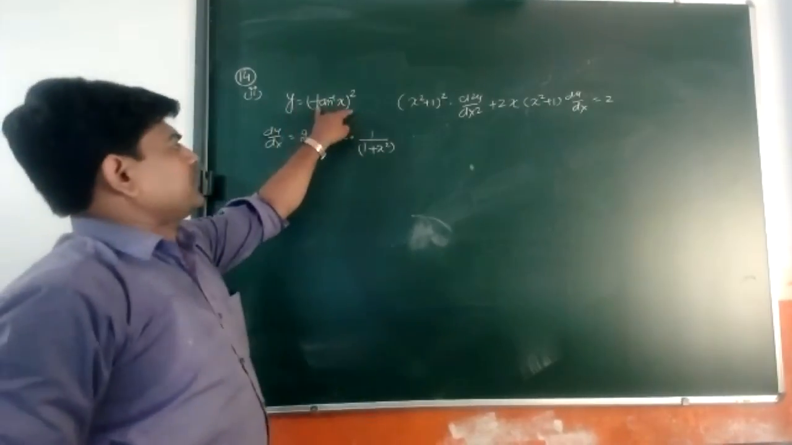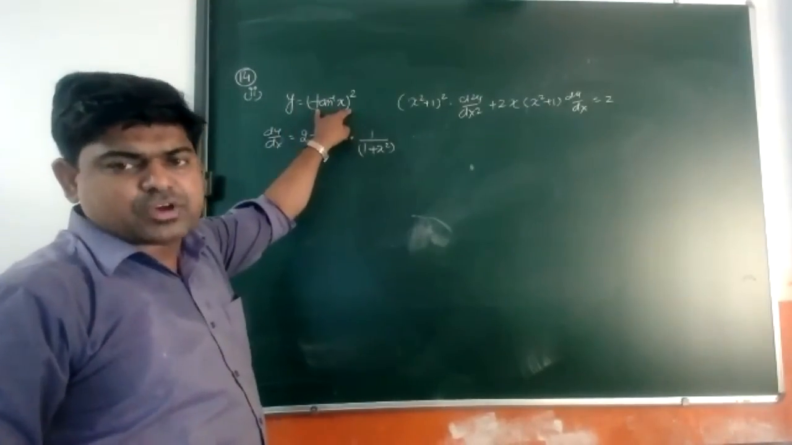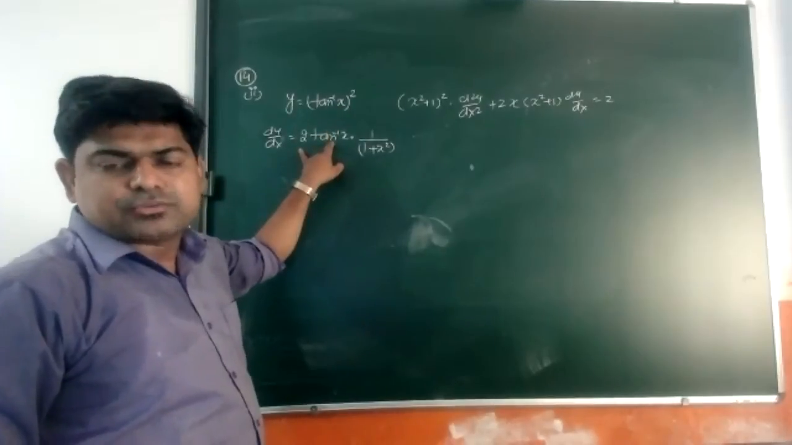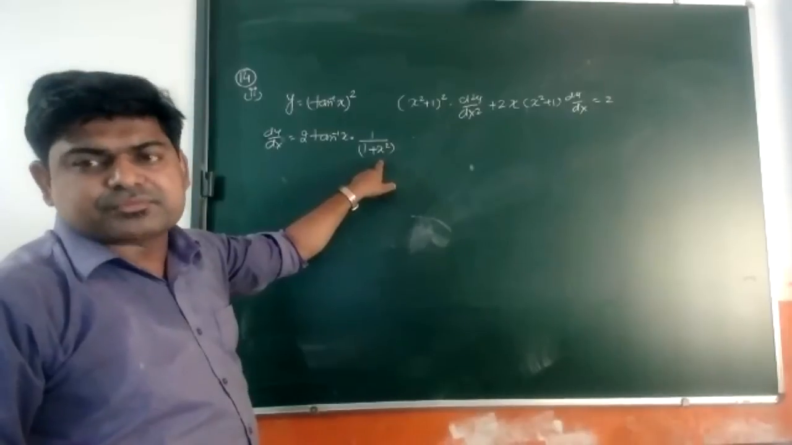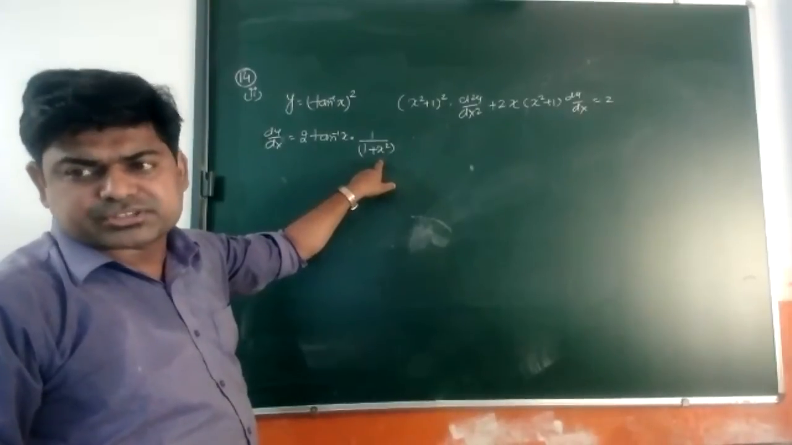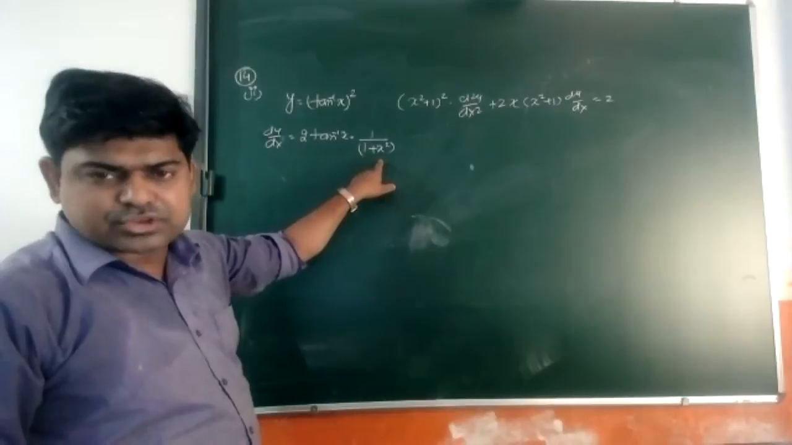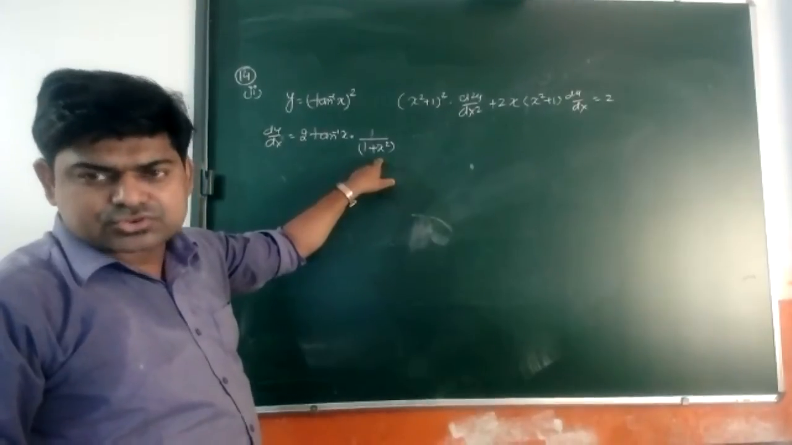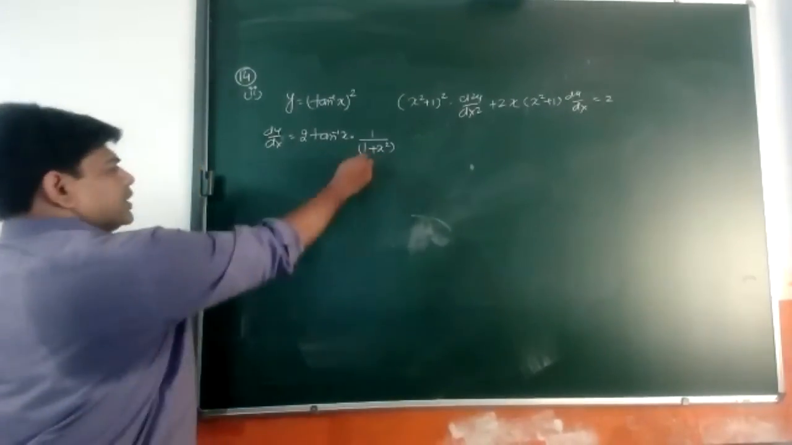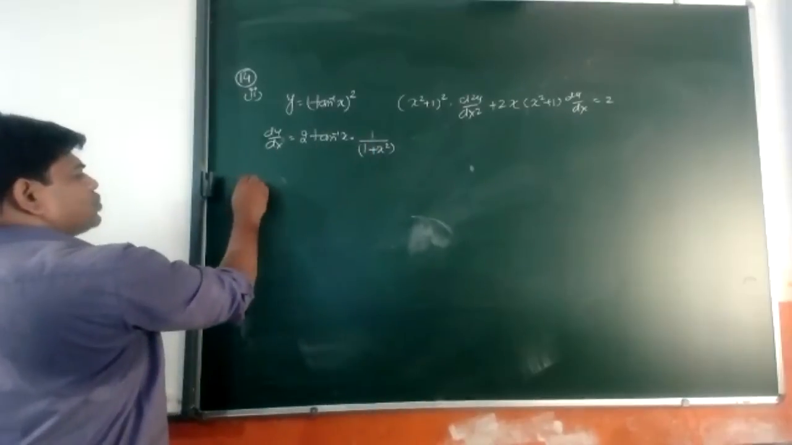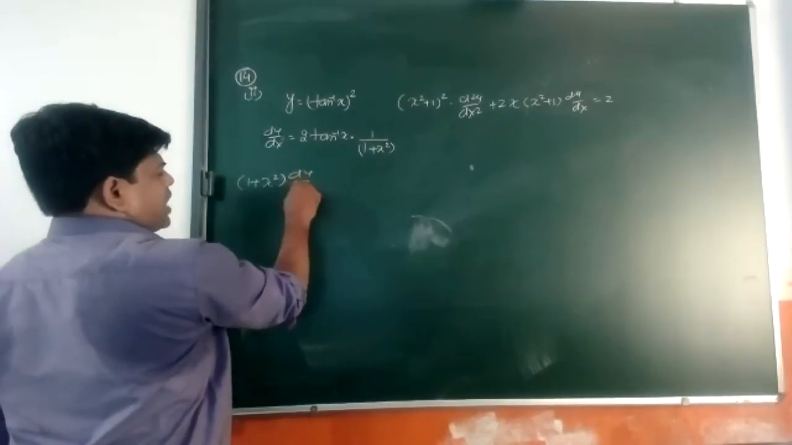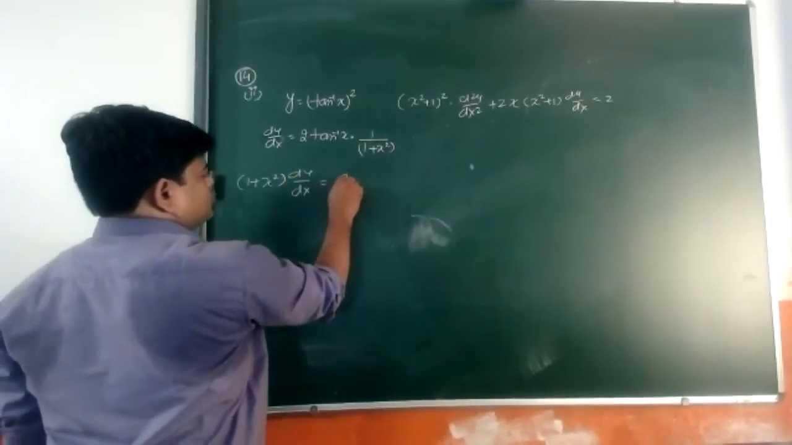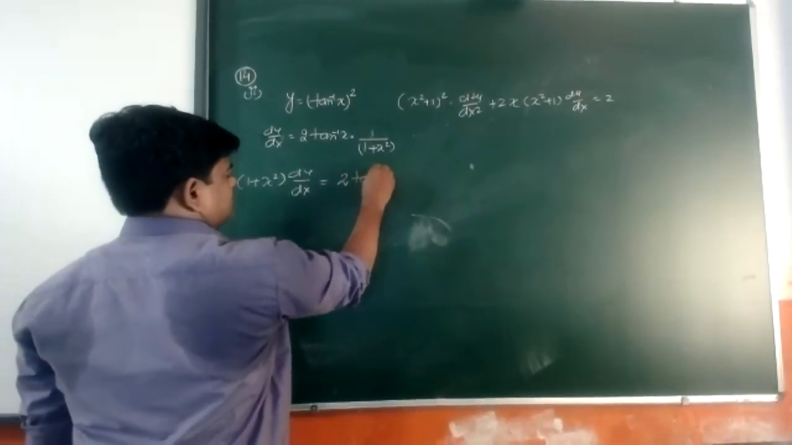If I am taking it as x, then the differentiation of x square is 2x, and whatever I have taken as x, it will differentiate again. The differentiation of tan inverse x is 1 upon 1 plus x square. Now transpose this to this side, so we will have 1 plus x square dy by dx is equal to 2 tan inverse x.